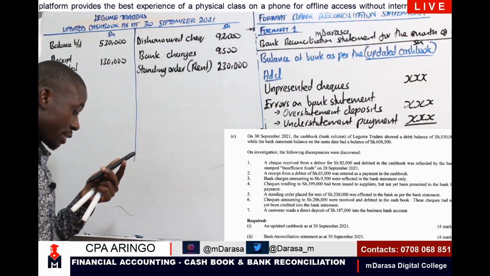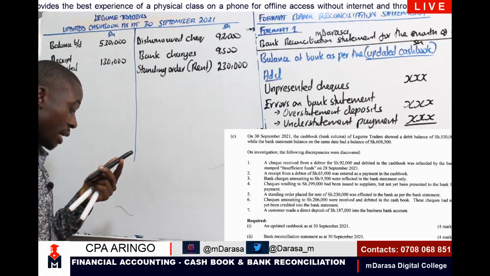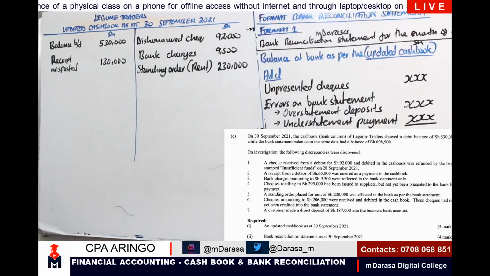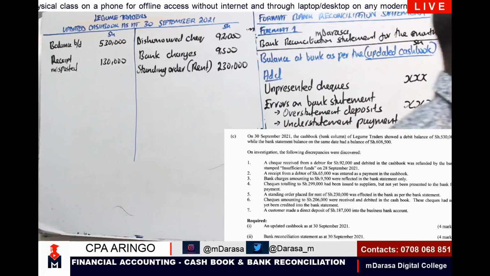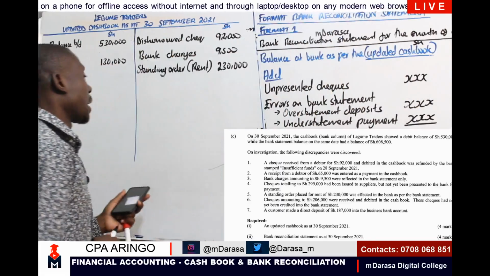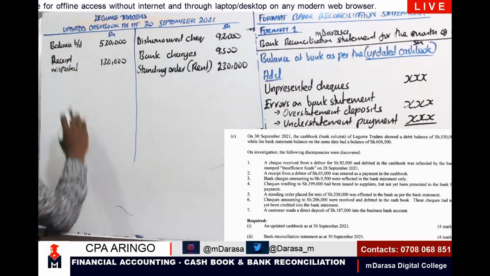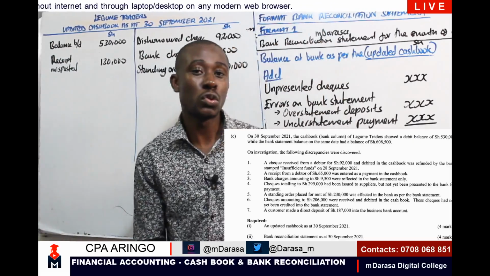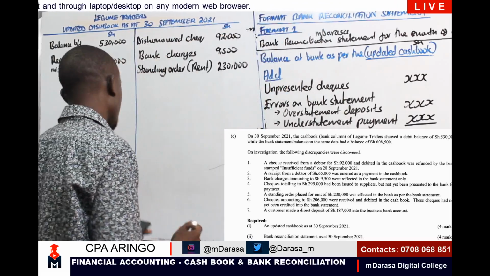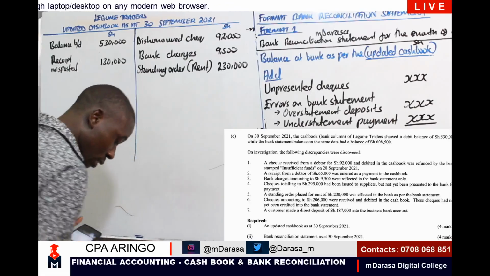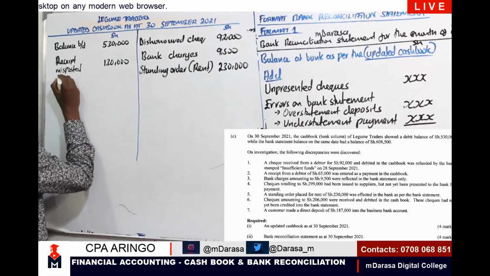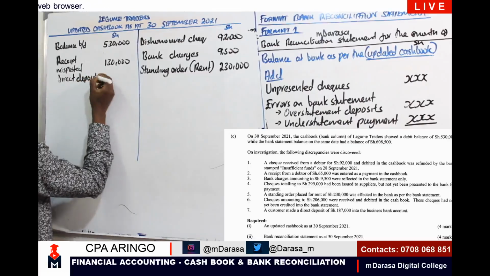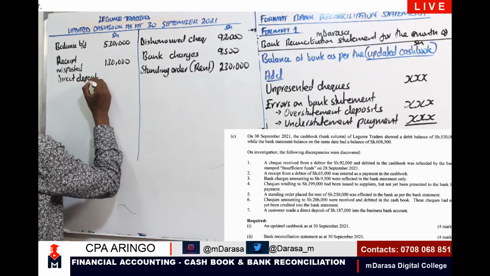Then note number 7, a customer made a direct deposit of 187 into the business bank account. Believing that you're able to see that note. Note 7. So it was a direct deposit. Being a direct deposit, we know very well that it was not reflected in our cash book. When I received my bank statement, it's when we realize that this amount was not recorded. So we need to record that. So I'm having a direct deposit from our customer, amounting to 187,000.